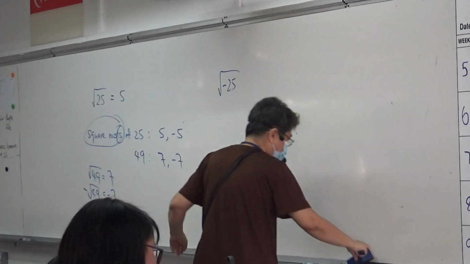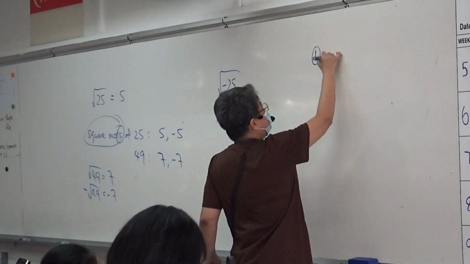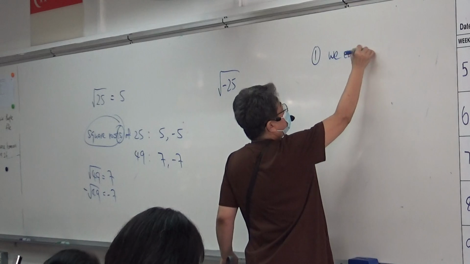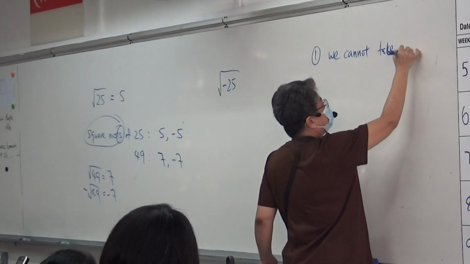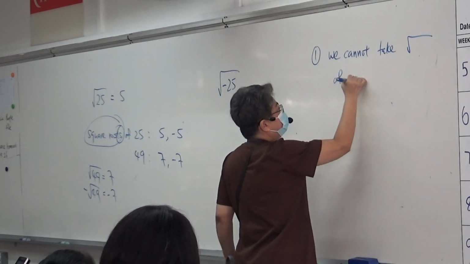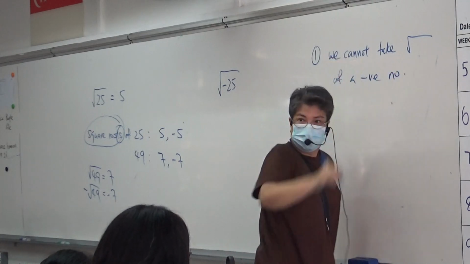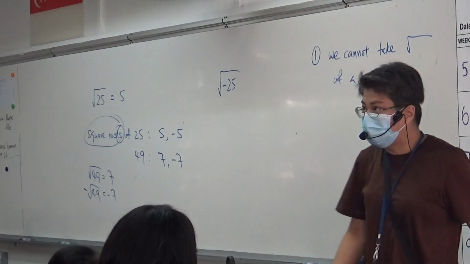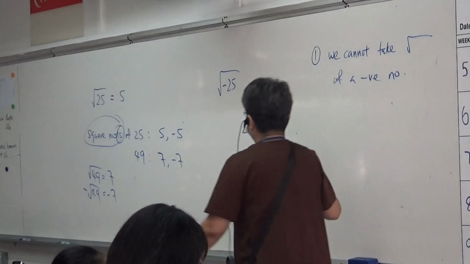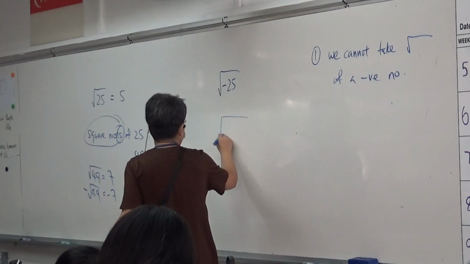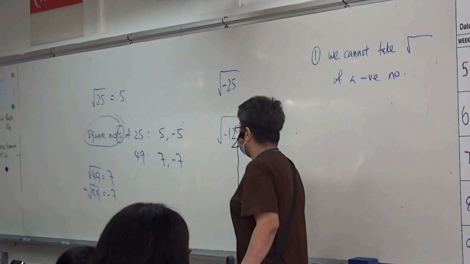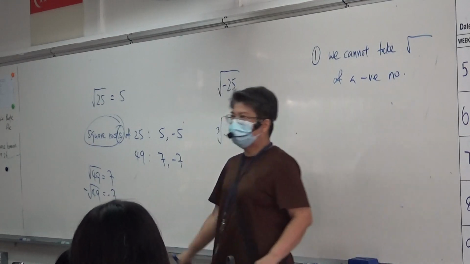Okay, so what's the important thing here? Number 1. We cannot take the square root of a negative number. Agree? We cannot take the square root of a negative number. Now, can you key in this for me? Cube root of negative 125.